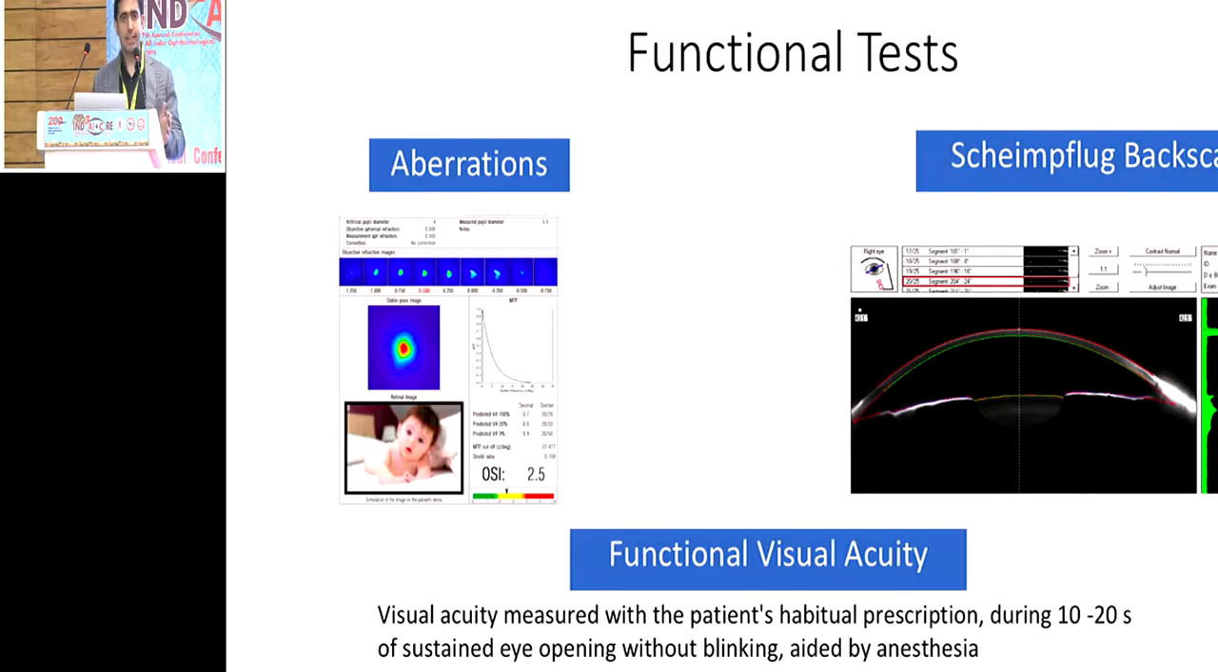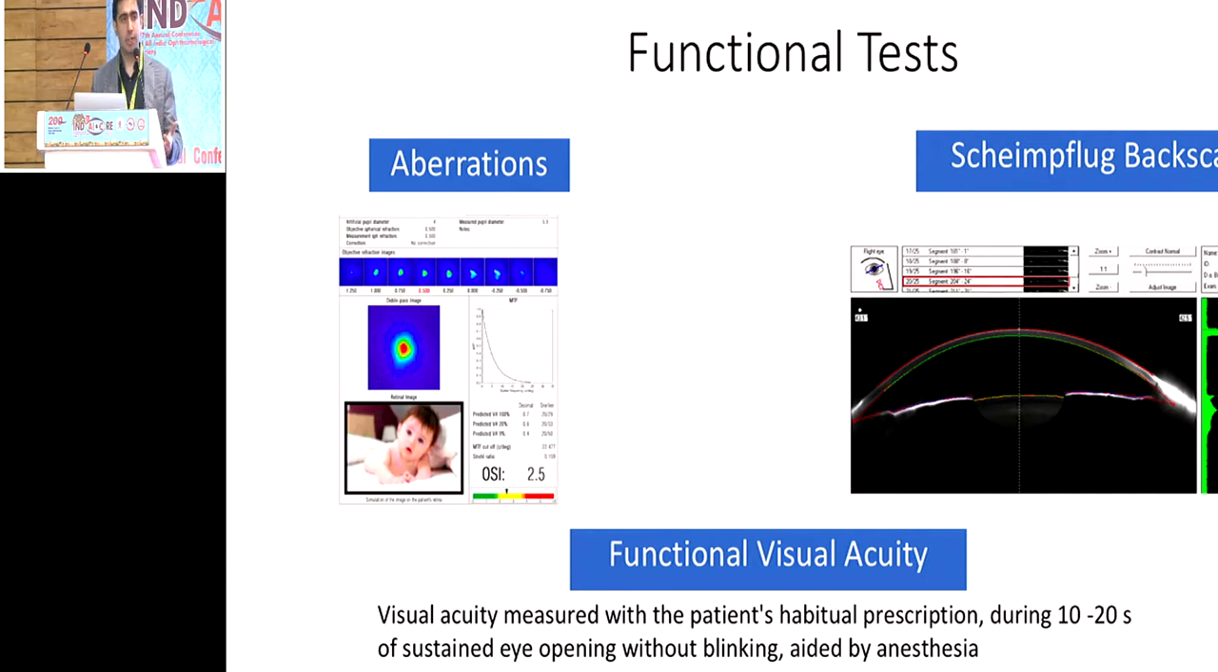Now, coming to the next section, which is functional tests, what the TFOS described was aberrations. We don't routinely look at aberrations in dry eye, but there are certain machines like the OCAS system, which give you the tear film OSI, which basically measures how the scatter, the point spread, is scattering according to the different time intervals that are occurring. Scheimpflug images, along with that, the back scatter that you get has also been described in literature as a thing that you can look at.